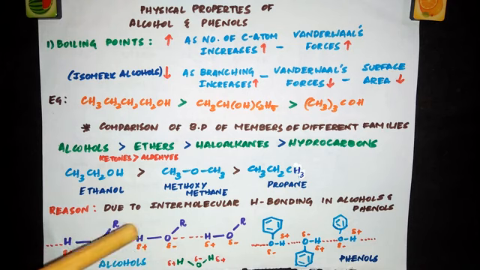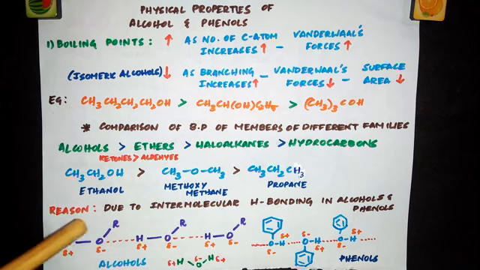We call this intermolecular hydrogen bonding because it is between two molecules of alcohol. So we need more energy to break this bond along with these chemical bonds. That's the reason why the boiling point of alcohols is more. So what is the reason for higher boiling points of alcohols? It is due to the intermolecular hydrogen bonding.